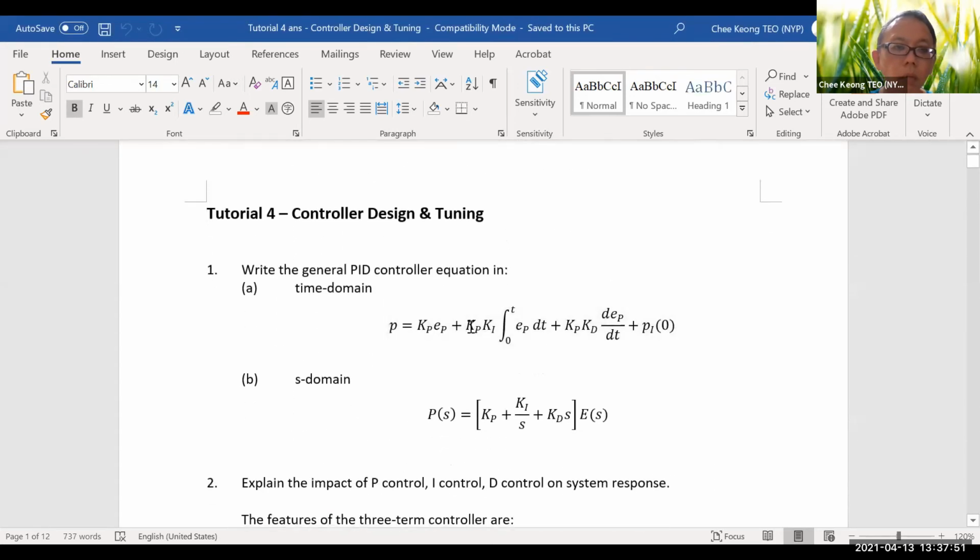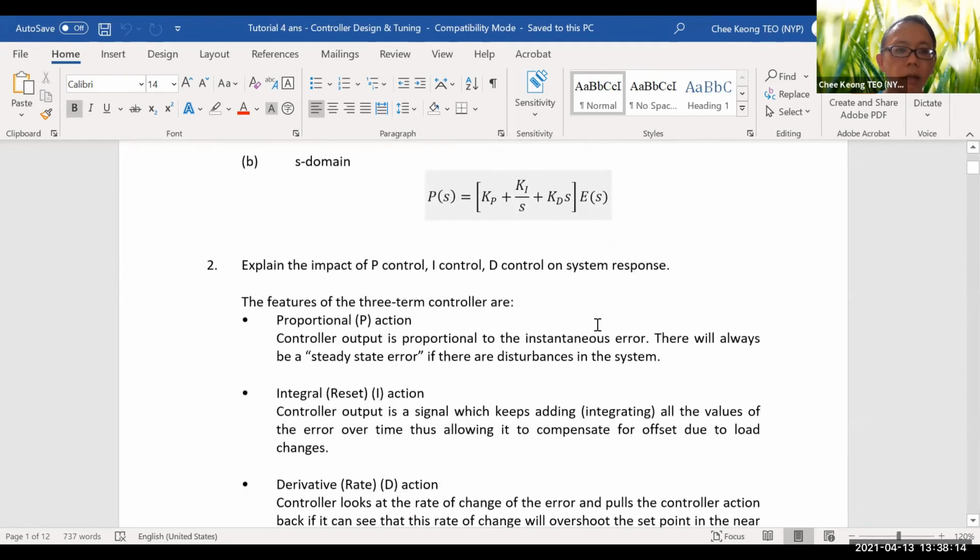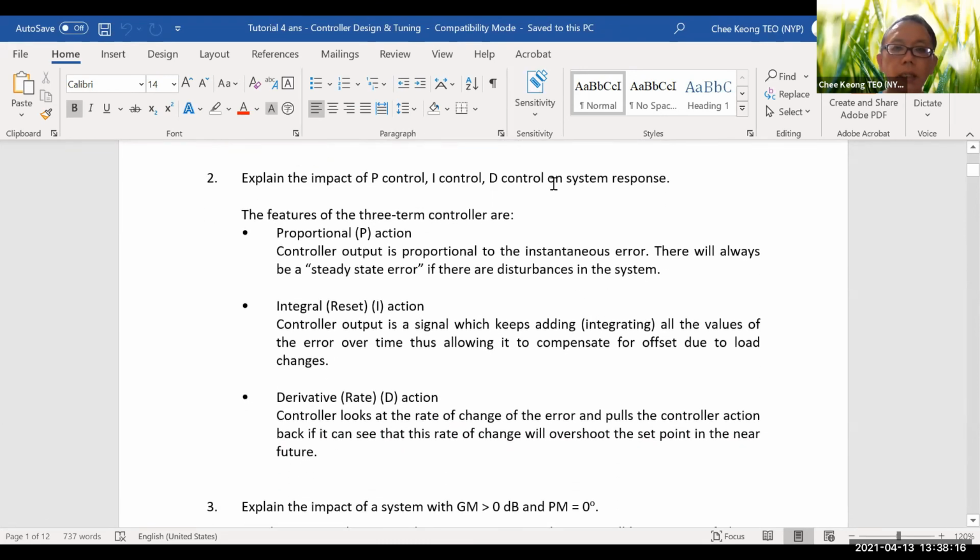Now for question part 1, this will be your time domain expression. You can actually also see it in your lecture notes, just now in the beginning when I start presenting it. And of course, the S domain expression is Kp plus Ki over S plus Kd, multiplied by your error function. And that is both your time domain and your S domain function. Now, as for PID control system response, you can also read all these things from the text or from the detailed lecture notes. And basically, it goes this way.